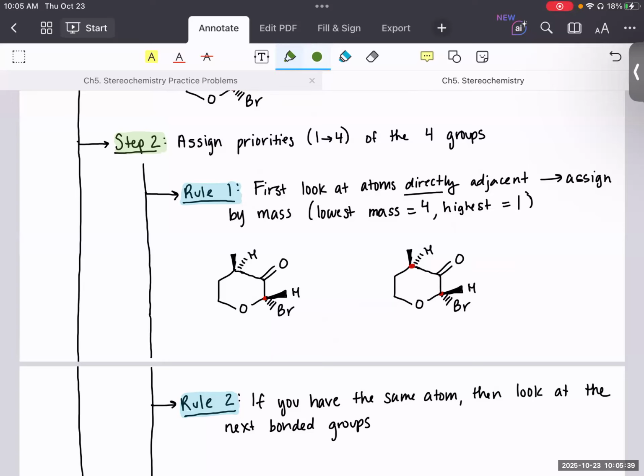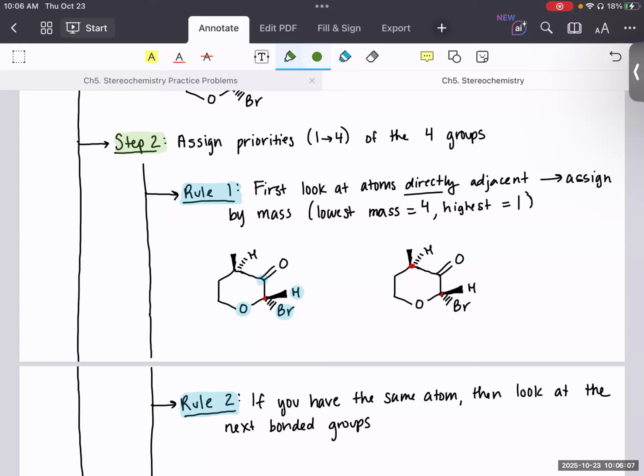For step 2, we want to assign priorities to the four groups that are bonded to that carbon. For this, we first look at the atoms that are directly adjacent to that carbon. Here I'll highlight these. We have a hydrogen that's directly bonded to that carbon, a bromine, an oxygen, and then a carbon. We only care about that one-removed group. So we have a carbon, a hydrogen, a bromine, and an oxygen that we're comparing.